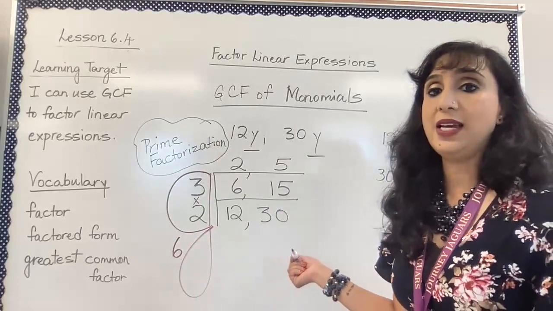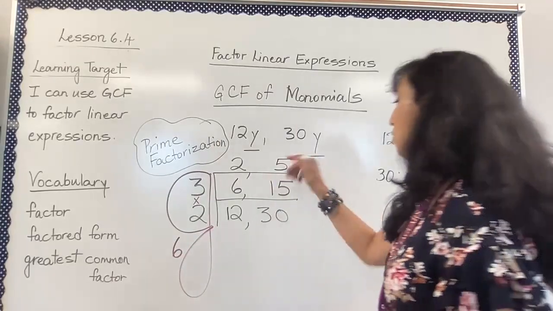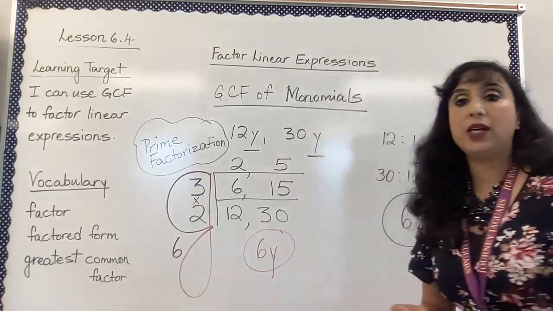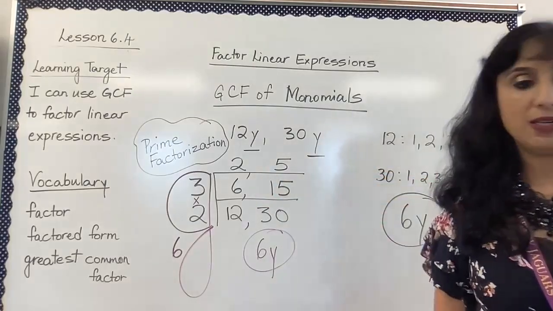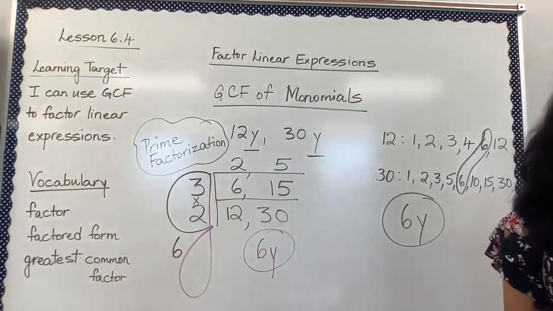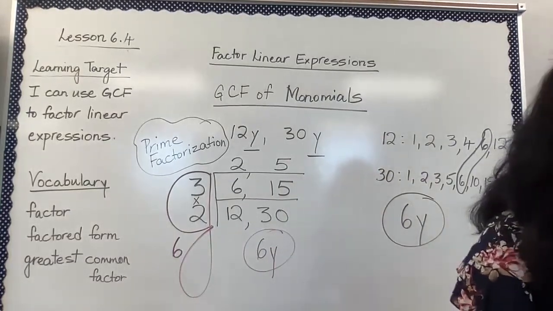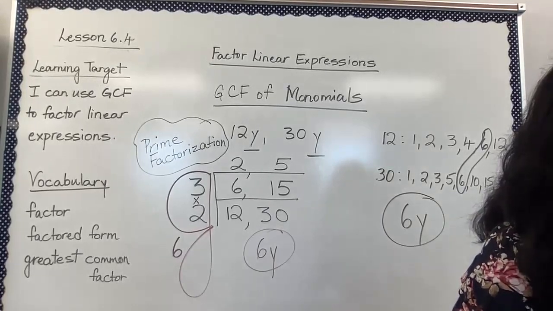And then I can see that my variable is also common. So therefore, 6y would be the GCF of the monomials that are present over here. Okay? So you can use any of the 3 methods. You will always end up with exactly the same answer.